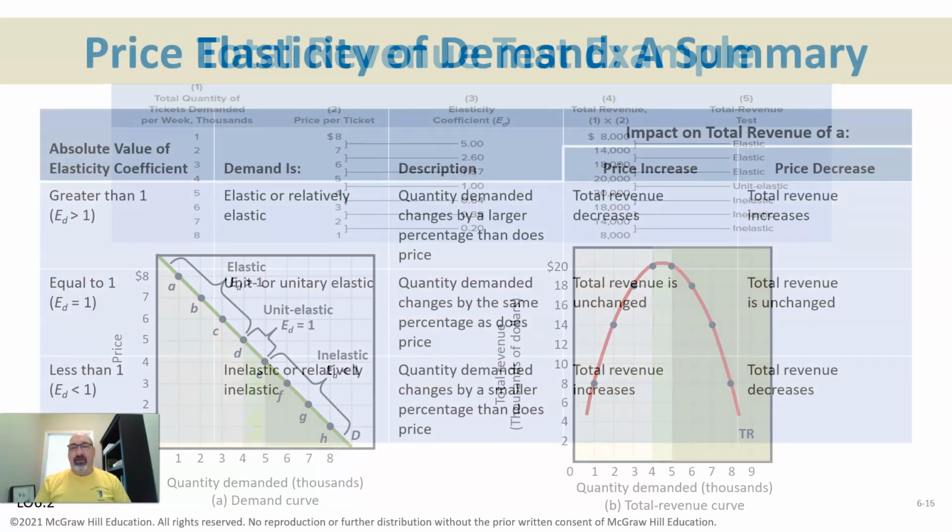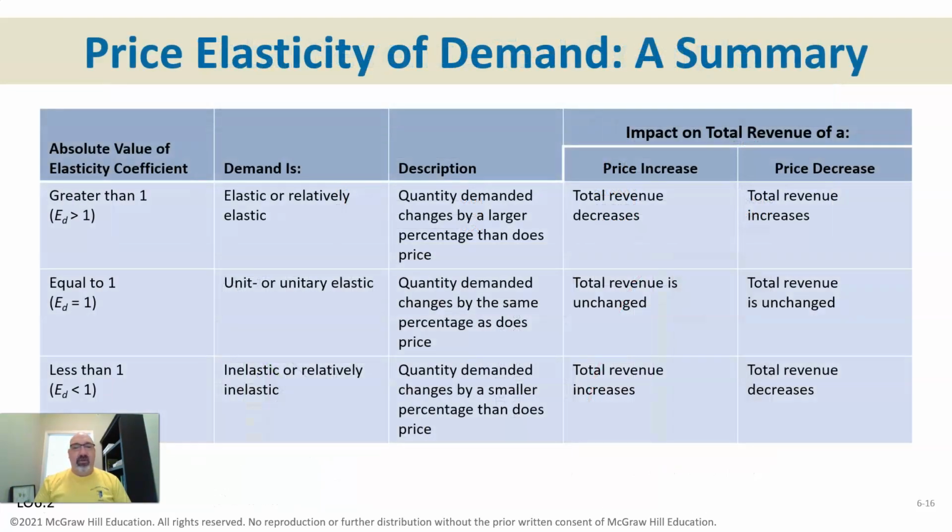So that's the way that's going to look. So if the absolute value of the elasticity of demand is greater than one, demand's elastic or relatively elastic. Its quantity demanded changes by more than price. Total revenue: price goes up, total revenue goes down. Price goes down, total revenue goes up.